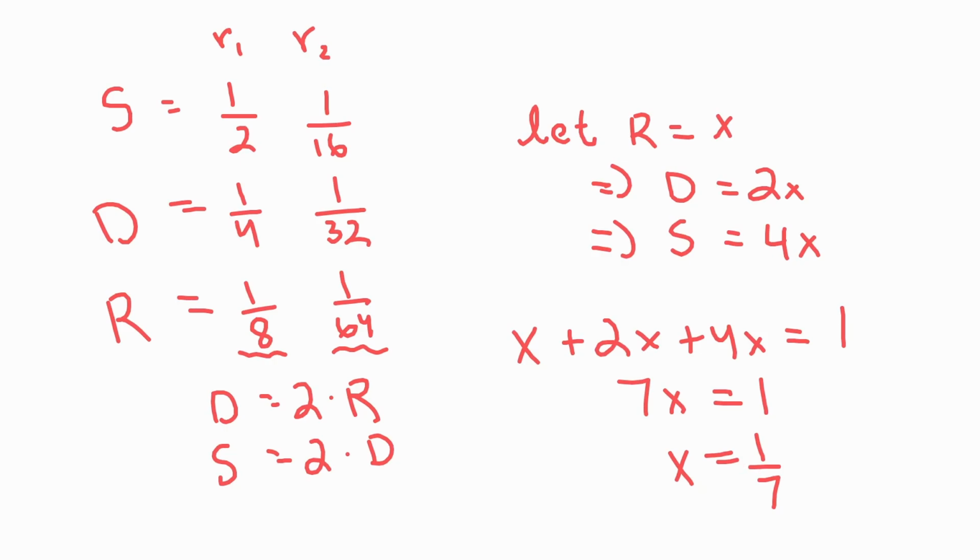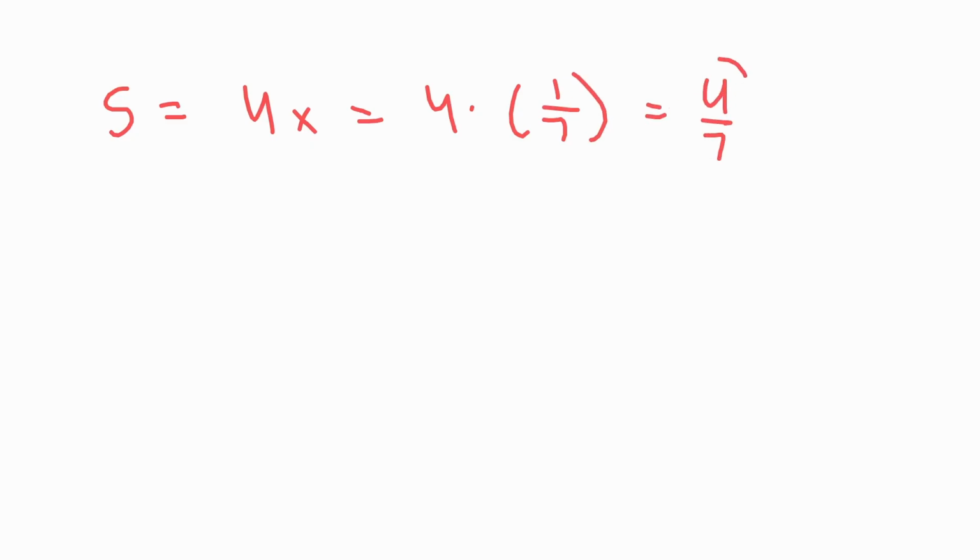But people who didn't do this method would look at the answer options and say, 1/7 isn't an answer. Remember, x is actually Rajiv's amount, and the question asked us for Sarika's amount. So S is equal to 4x, which equals 4 times 1/7, which is equal to 4/7. And this is again our answer, option A.